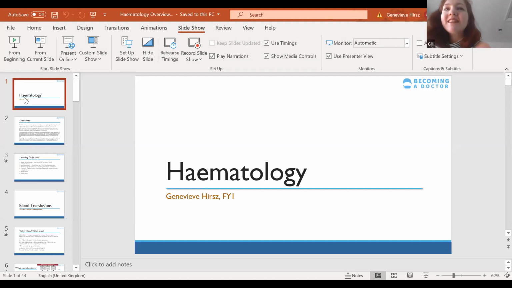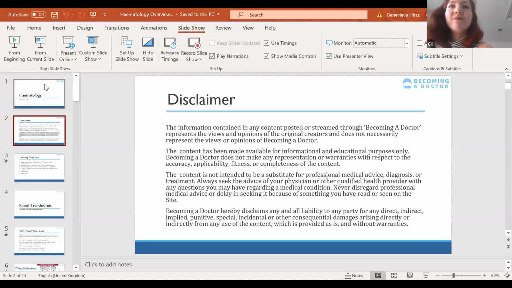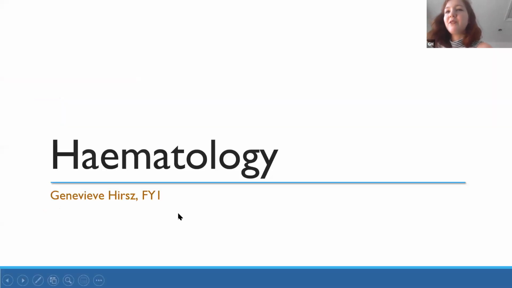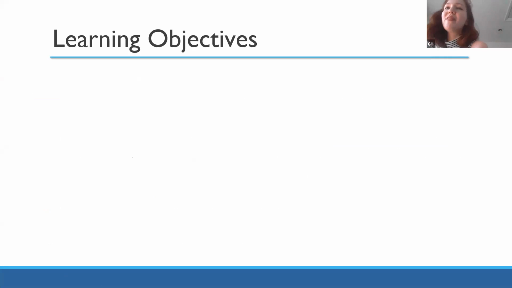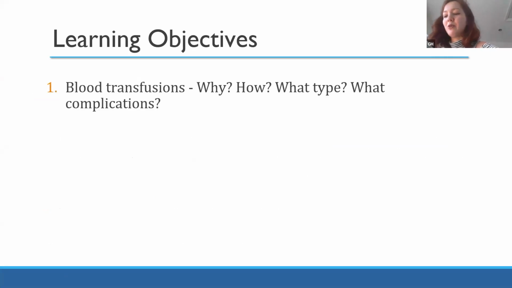So if we start, let me show this from the beginning. A little disclaimer explaining all that I've just mentioned as well. And then the learning objectives. I know that I've kept this very broad. Haematology is also a very broad subject.